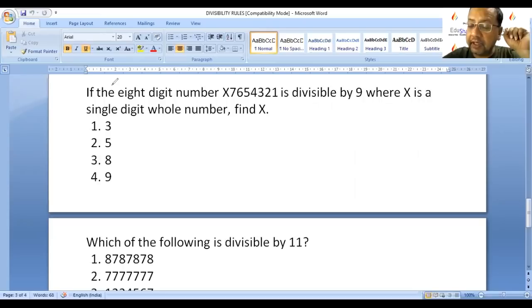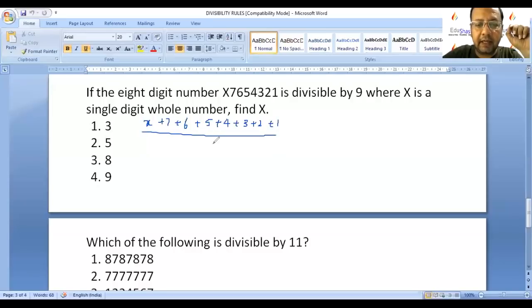So what is the rule for 9? The sum of the digits should be divisible by 9. So I can say this is x plus 7 plus 6 plus 5 plus 4 plus 3 plus 2 plus 1. If this is divisible by 9, then I want to check the value of x. If I add all these, I get 28 plus x divided by 9. So the numerator, 28 plus x, should be divisible by 9.